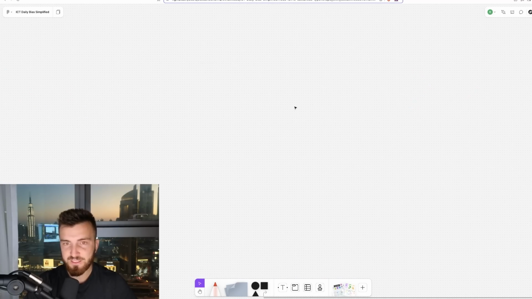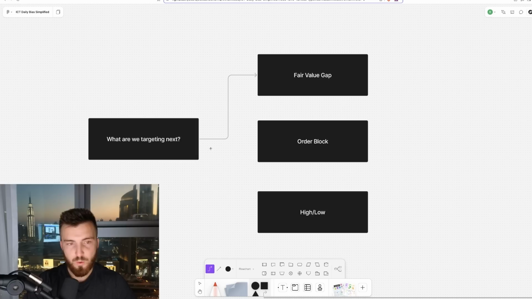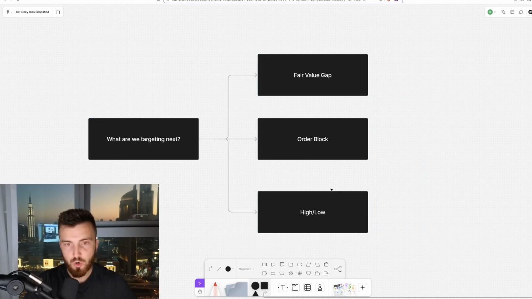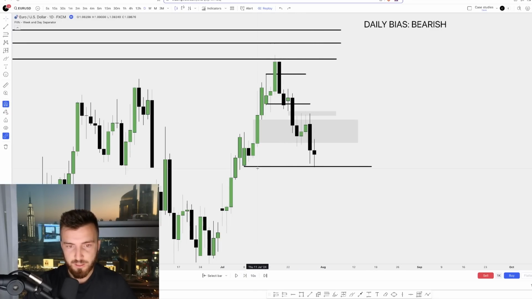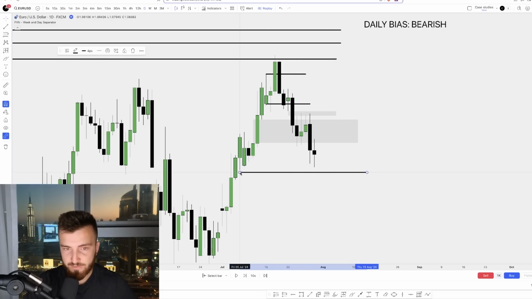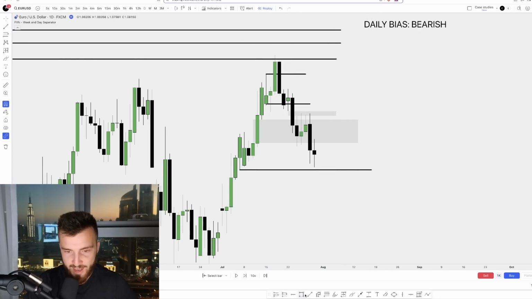So let me add this in for you so when you are thinking of what we are targeting next, your answer is usually going to be one of these three things: a fair value gap, an order block, or a high or a low. So again, from here on, we wanted to target the order block, and now we want to target the low. Until when? Until we are proven wrong. So let's see. We target the low, and now you continue asking yourself, what is the next target? So next we have this daily low, and we also have a fair value gap all the way down here.